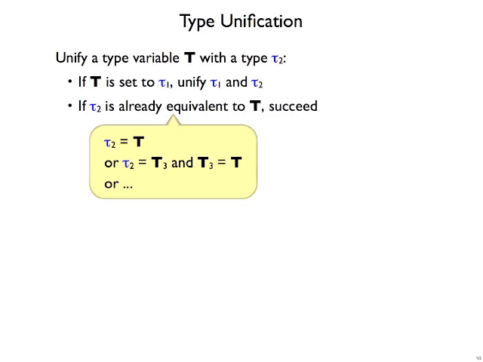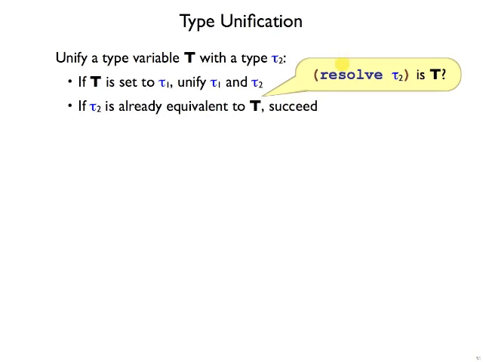But another possibility is that tau2 is some type variable t3, and t3 has been unified with t previously, so that they're known to be equivalent. That's the same thing. And this can keep going. We can have tau2 equals t3, and t3 equals t4, and so on, in a chain of type variables that ends up at t. So what we need in general is a resolve function, which will take any type and follow type variables as needed to resolve the type. So the question here is really, is the resolved tau2 already equal to t? And if so, then we haven't learned anything, but we succeeded, because t is equal to t.